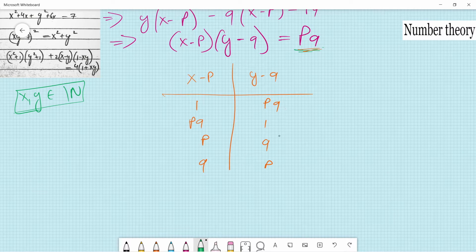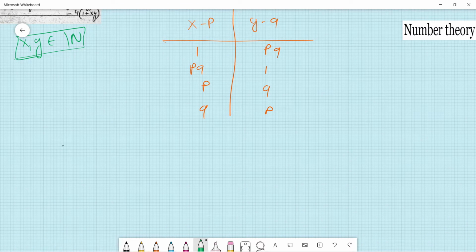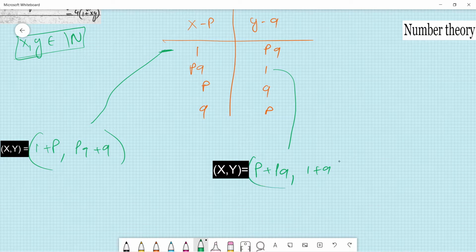Then we only have to deal with these 4 cases, and from here it's very simple now. One solution we get is x is 1 plus p and y is pq plus q from our first case. From here we get this solution, and from here we get p plus pq and 1 plus q. Similarly, you can calculate the other 2 cases as well. So this problem is done now.